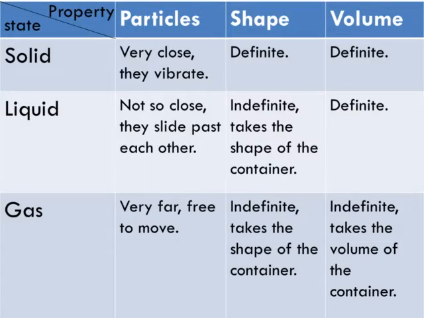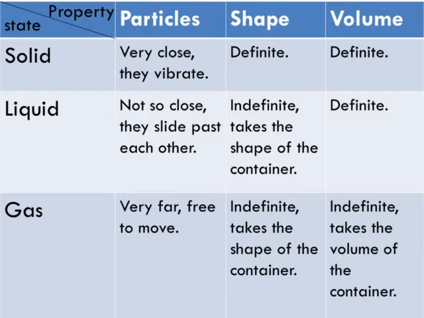We have three states of matter: solid, liquid, and gas. We can describe these states of matter using their properties like particles, shape, and volume. For the solids, the particles in a solid are very close to each other. This is why they can only vibrate in their place. The shape and the volume of a solid are definite, which means they cannot change. So wherever I put the solid, it will always have the same shape and volume. And I remind you that volume is the amount of space.